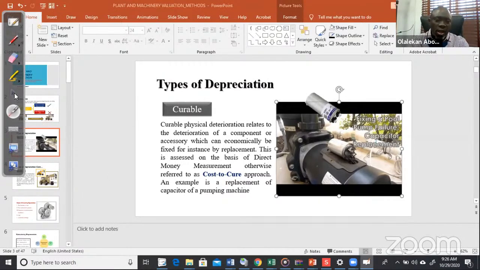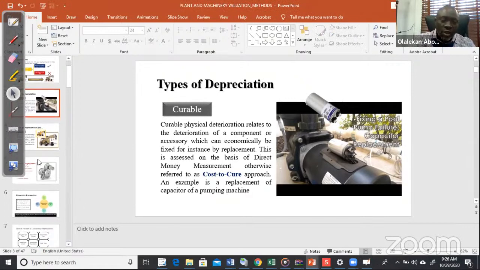So, with curable depreciation, you place value on it based on what? Cost to cure. And I'll explain what cost to cure is. The cost of getting that defect corrected, getting that defect fixed. Okay? Cost of the spare parts, including cost of fixing it, if there is labor and all other things added together. So if you see all those elements in your question, you add them together. That will give you your cost to cure. That is your cost to cure.